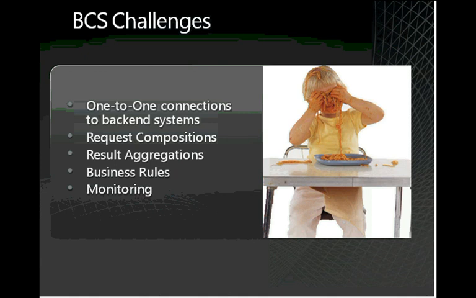Although BCS, the Business Connectivity Services, is very great and a big enhancement above the Business Data Catalog in 2007, we still have some challenges, and one of those is the one-to-one connections. For an external content type, I can only select one backend data source. So in our example, where we have two terminals, we would have to create two external content types: one for containers from Terminal 1 and one for containers from Terminal 2.